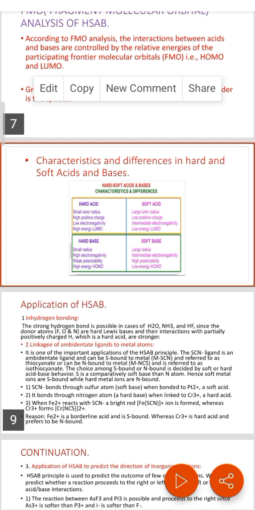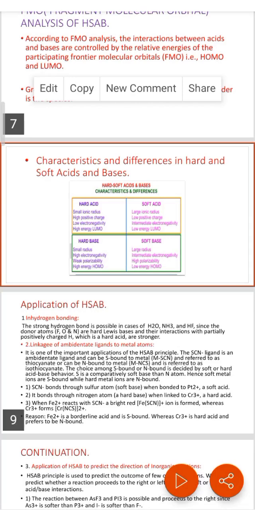Hard acids have small ionic radius, high positive charge, low electronegativity, and high energy LUMO. Hard bases have small radius, are very highly electronegative, have weak polarizability, and have high energy HOMO.